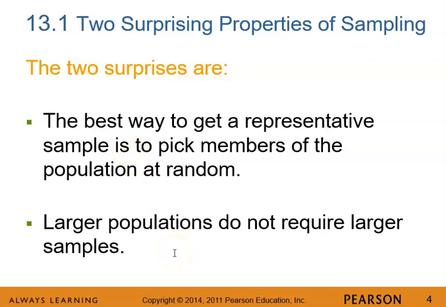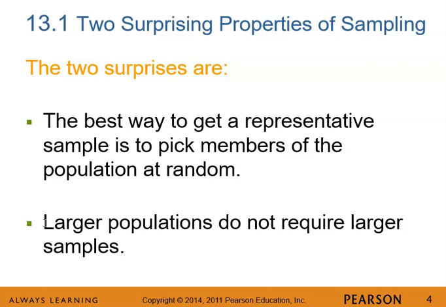So what are the surprises? The best way to get a representative sample is to pick members of a population at random. What we mean by random is that sampling is random if all of the elements in the population have the same chance to be taken. We normally use a random sampling method that is structured to create a random sample for us.